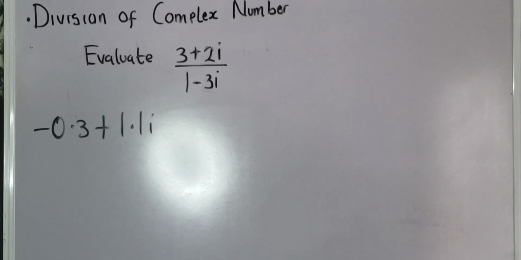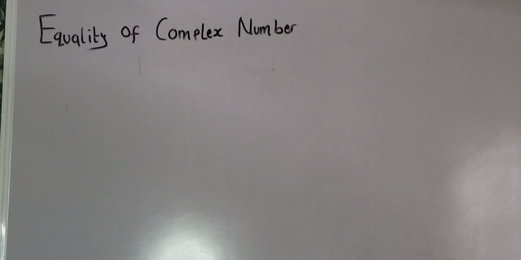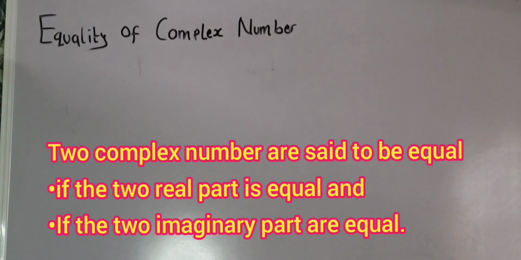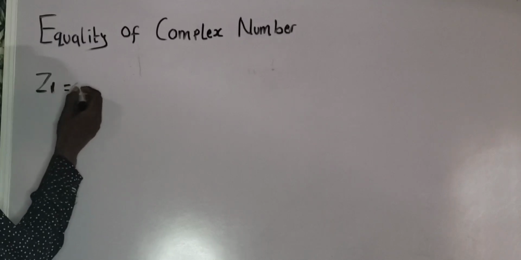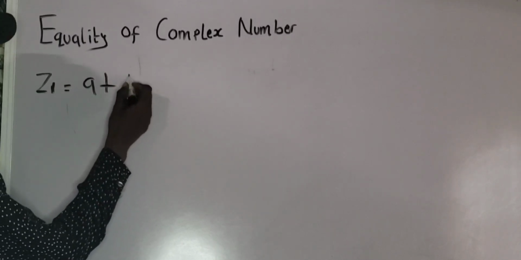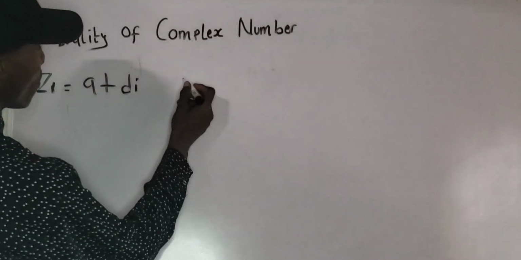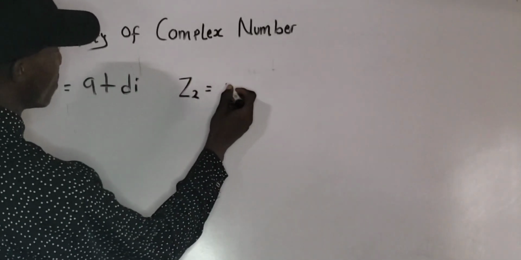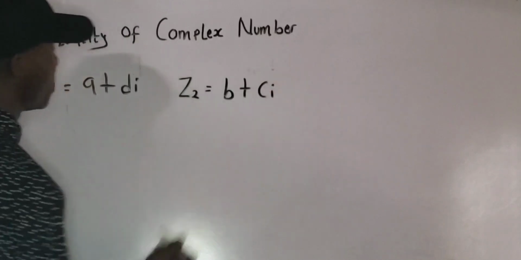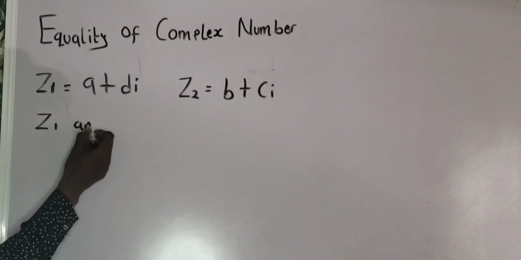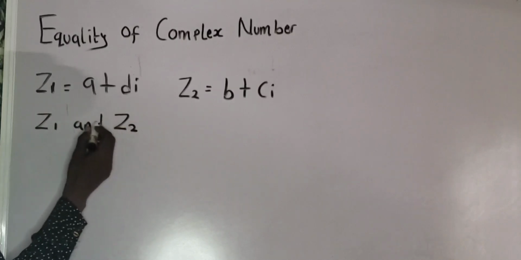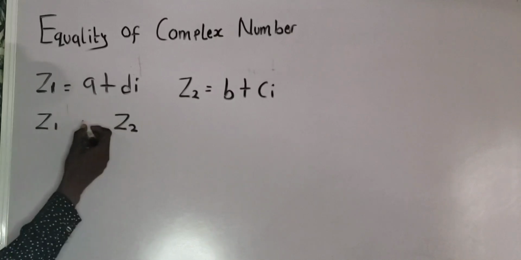Now let us proceed to equality of a complex number. Two complex numbers are said to be equal if the two real parts are equal and if the two imaginary parts are equal. Let's assume that we are given complex number z1 equals a plus di, and another one, complex number z2 equals b plus ci. We can say that these complex numbers are equal if z1 is equal to z2.